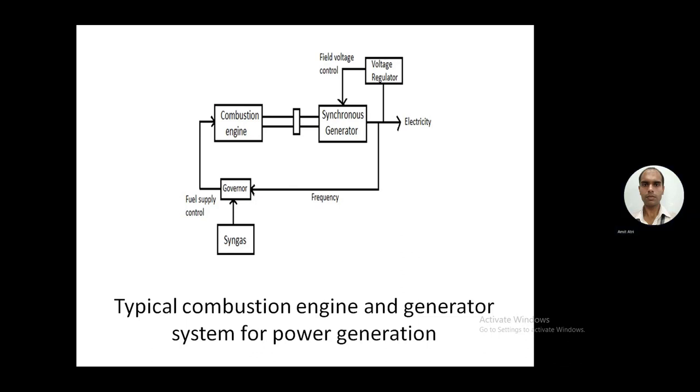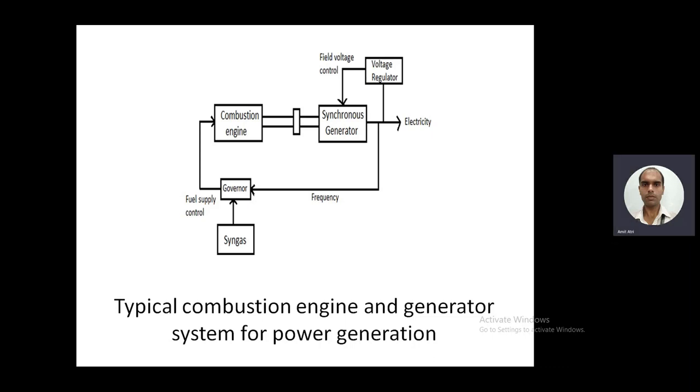the synchronous generator. So here, along with the generator and the combustion engine, there's a voltage regulator and a governor. So why do we use both of these components? The voltage regulator controls the field excitation of the synchronous generator because it directly controls the output voltage. So whatever voltage we are getting from the generated electricity is controlled by using the voltage regulator. Another thing shown here is a speed governor.